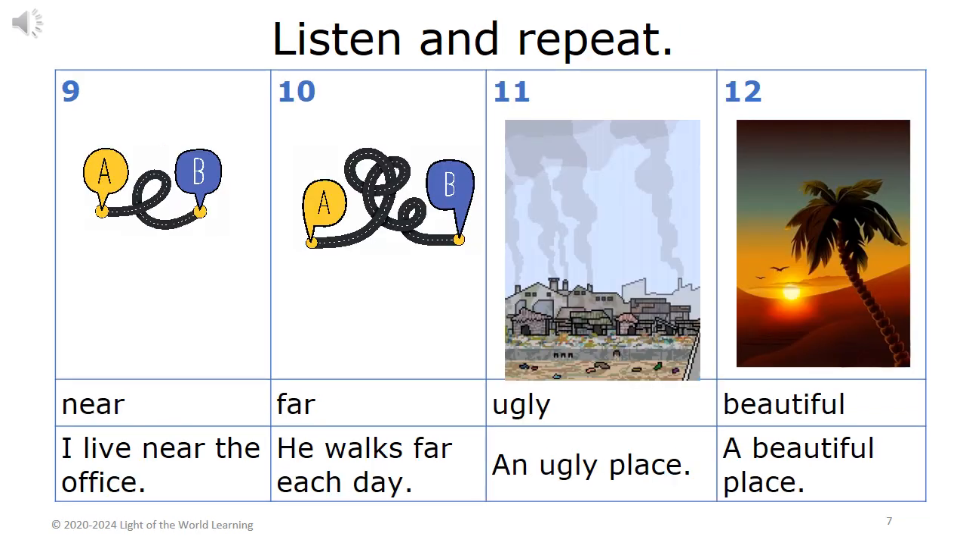Listen and repeat. 9. Near. I live near the office. 10. Far. He walks far each day. 11. Ugly. An ugly place. 12. Beautiful. A beautiful place.